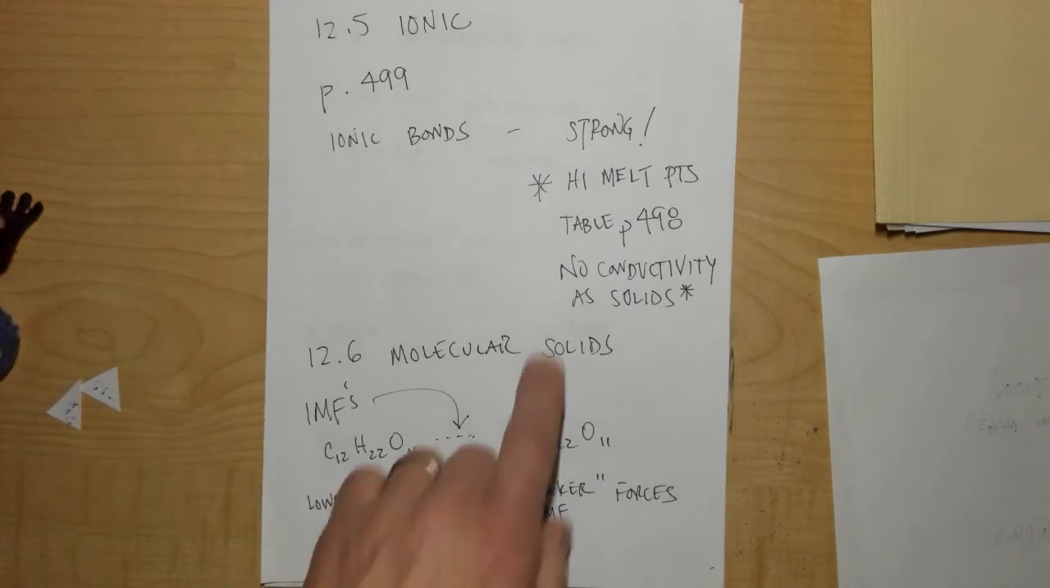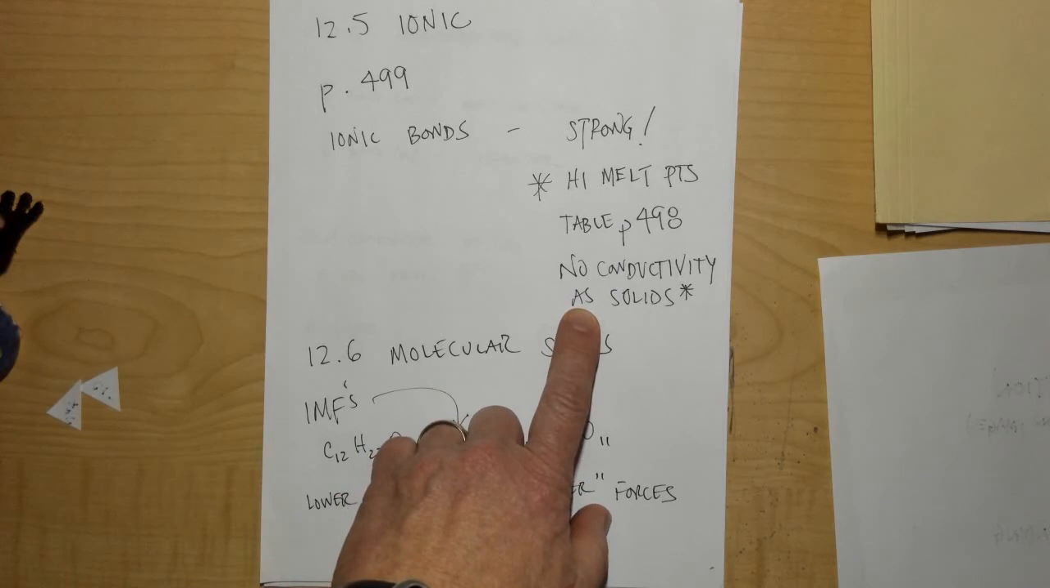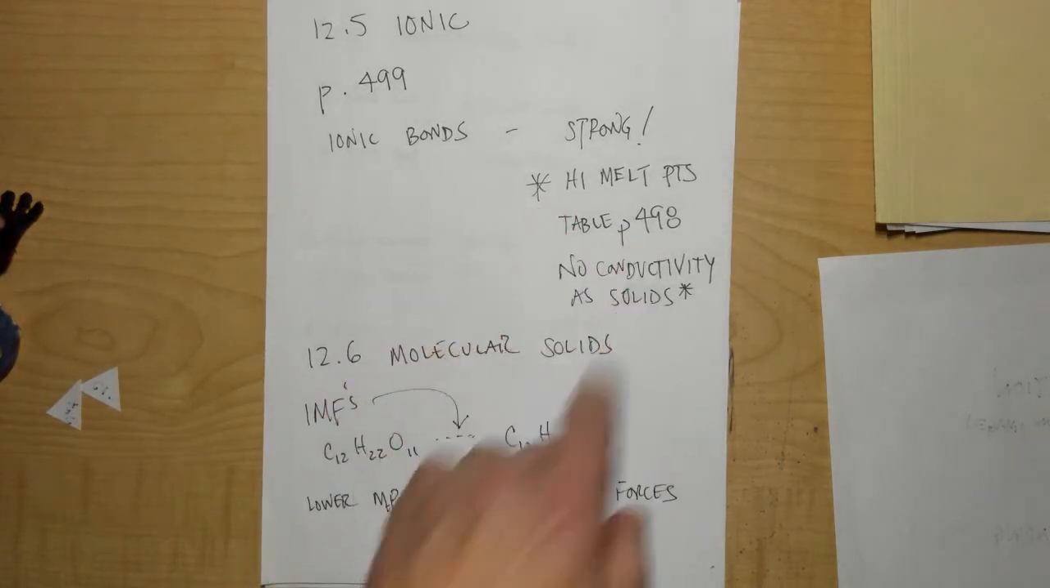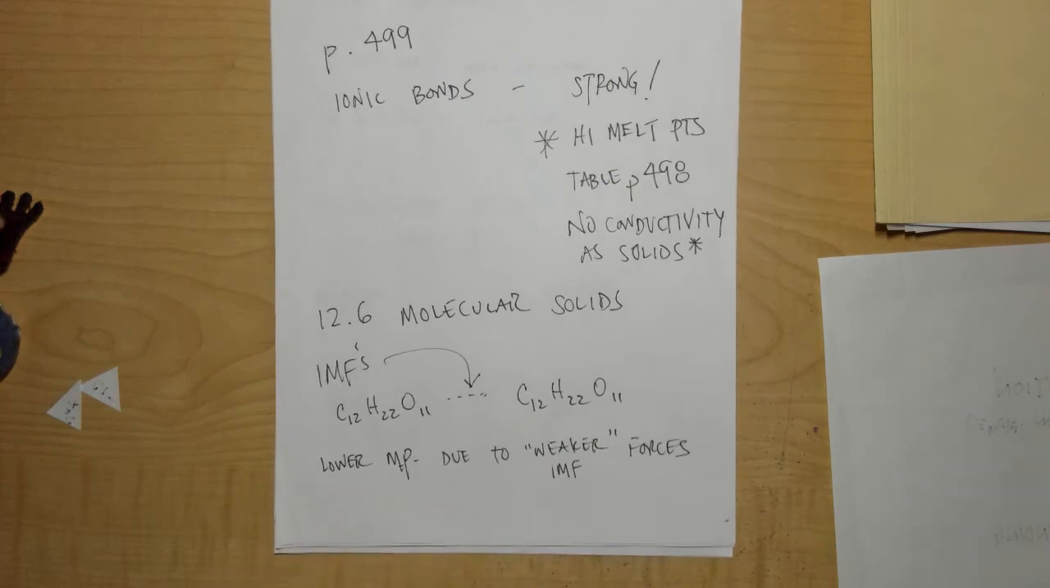Okay, ionic bonds have no conductivity in solids, but once they're molten or melted, then they conduct electricity. They have really high melting points, and we looked at the table on page 498. Next type of solid are called molecular solids.